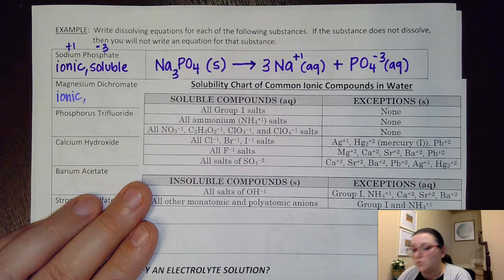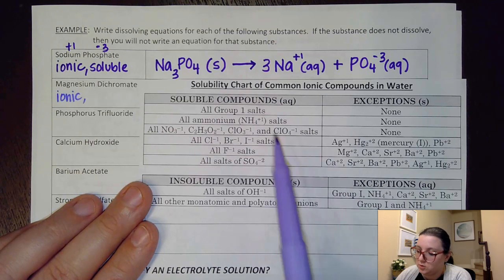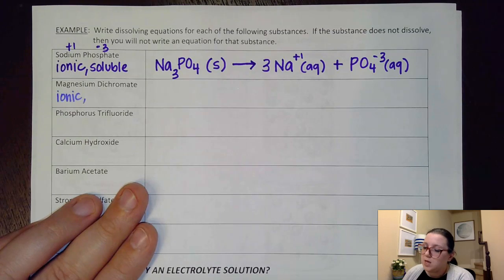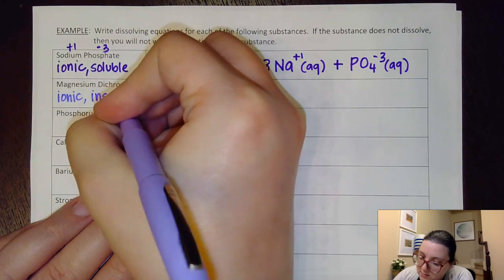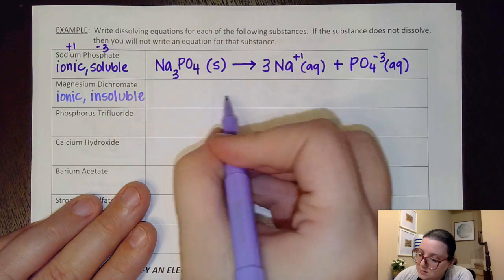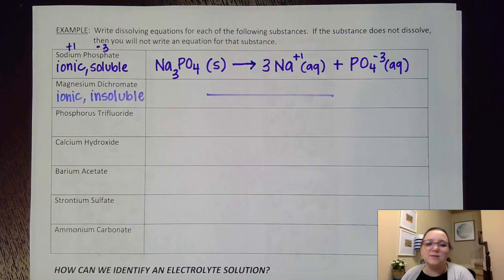There are exceptions of group 1 and ammonium, but hopefully we would have checked the group 1 or ammonium way back up here. So for this one, it is insoluble. Now that's totally awesome because that means I don't have a dissolving equation. So I get to just scratch that out. Makes that easy, right? All right, next one, phosphorus trifluoride.